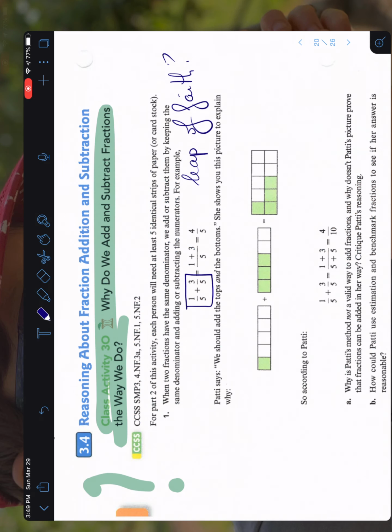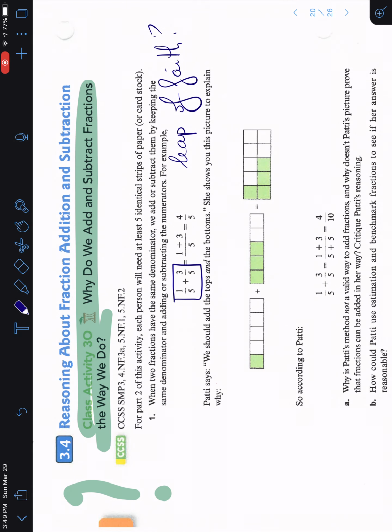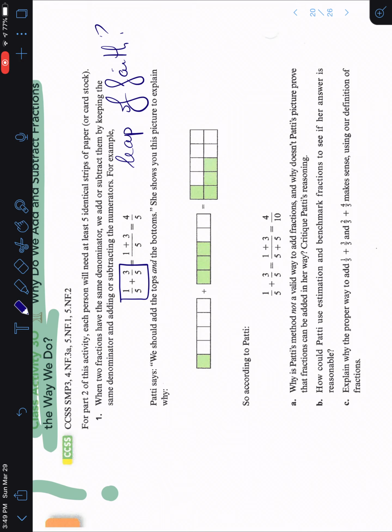So let's take a look at Patty's thinking. Patty says that this is 1/5 and this is 3/5, and if I add them, I get this picture, in which 4 of the 10 are shaded. So 4/10 is the sum of 1/5 and 3/5. And the way she did that, she writes it out in a number sentence. So she says 1/5 plus 3/5 is 1 plus 3 over 5 plus 5, which is 4/10.